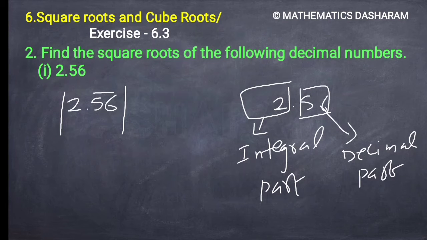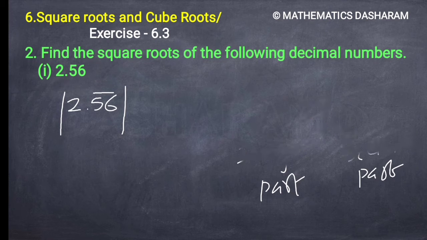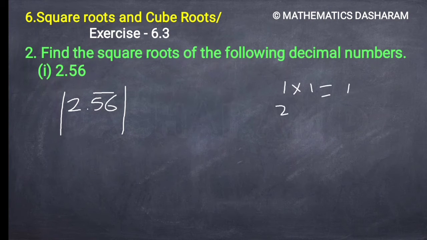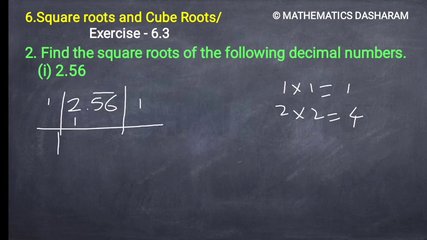So for the 2, the nearest perfect square is 1 ones are 1, 2 twos are 4. So that is why 1 one is 1 and the remainder is how much? 2 minus 1 is 1. Bring down the next pair 56. So overall 156, and do twice the quotient. So 1 into 2 equals 2.